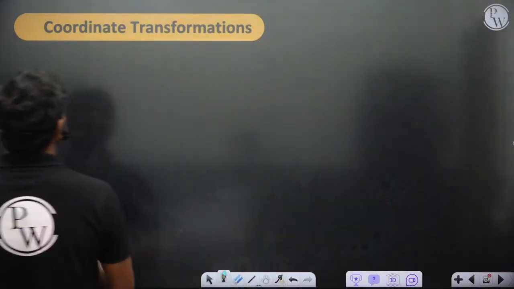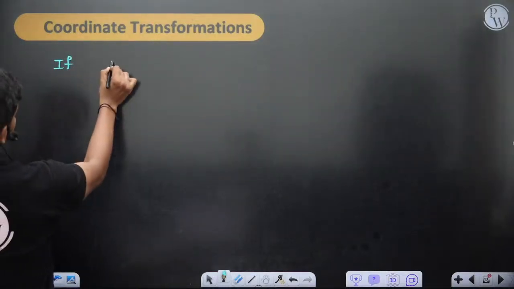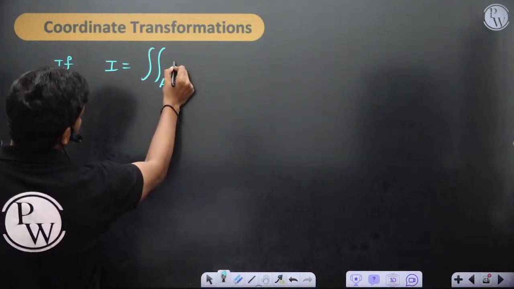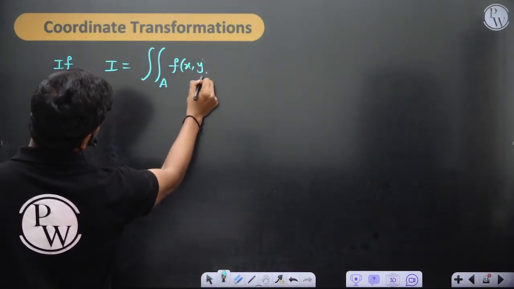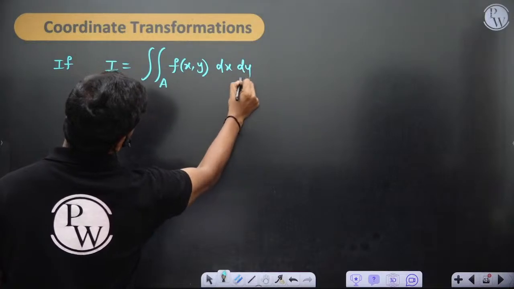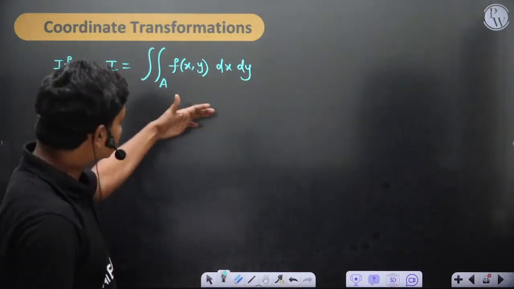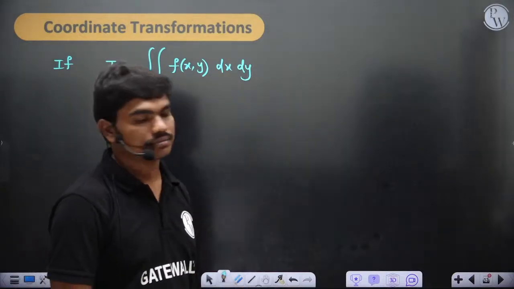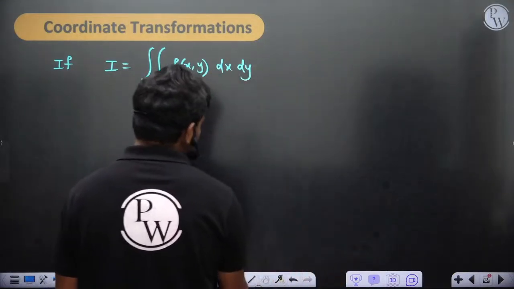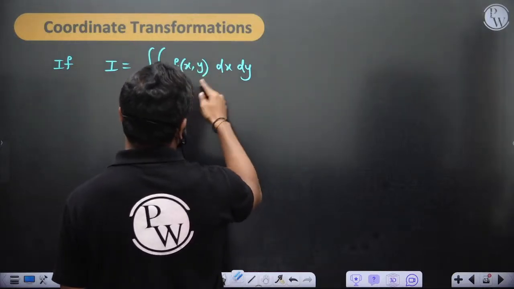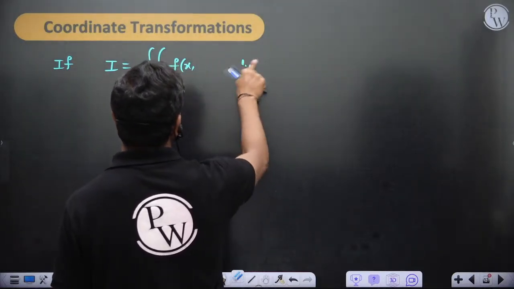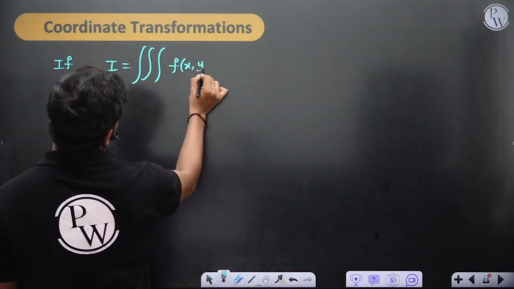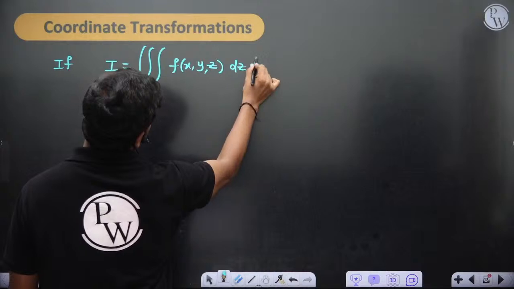If I is equal to the integral over some domain A of some function f of x comma y, dx dy or dy dx, depending on the limits that you write here. This integral is in one system, of course, in the Cartesian system, so this can be converted to some other system. In general, let's generalize the result to three dimensions, so if you have one more integral, let's say f of x, y, z, dz dy dx.